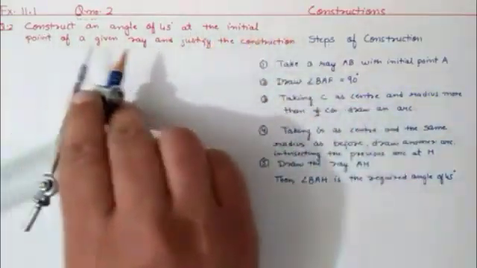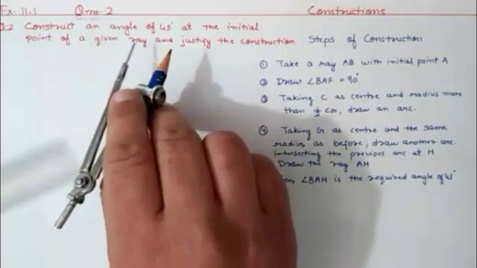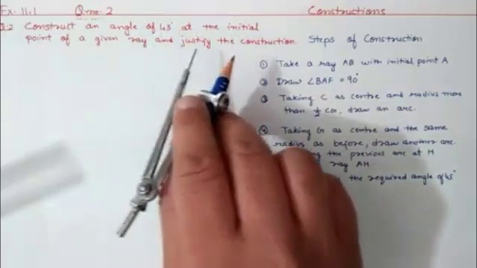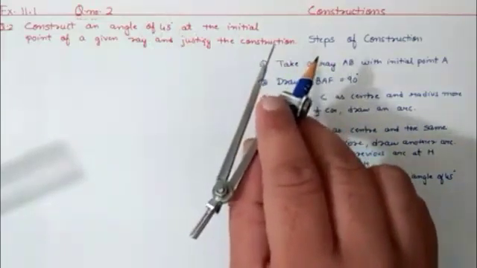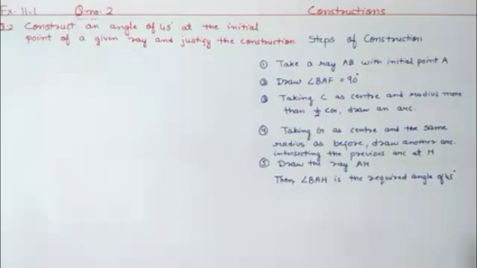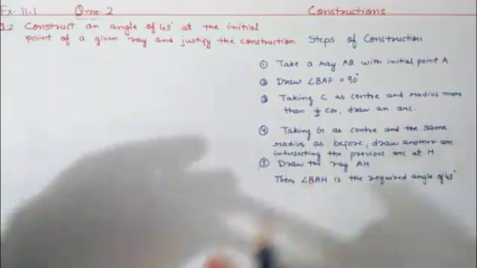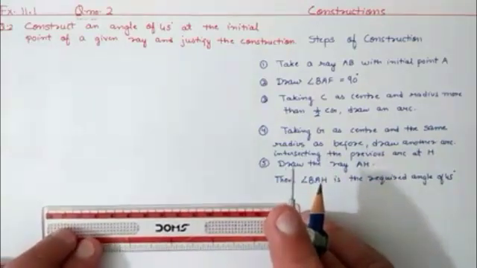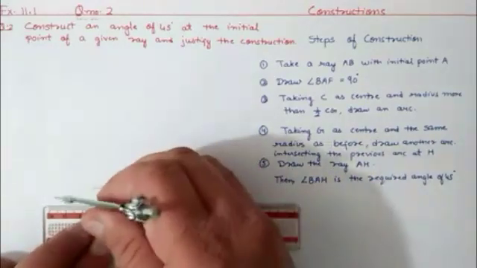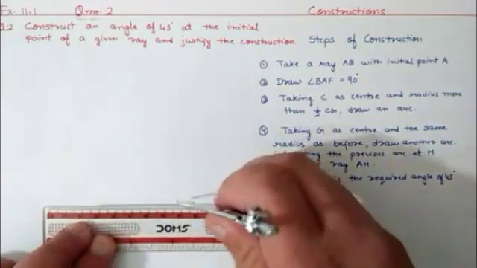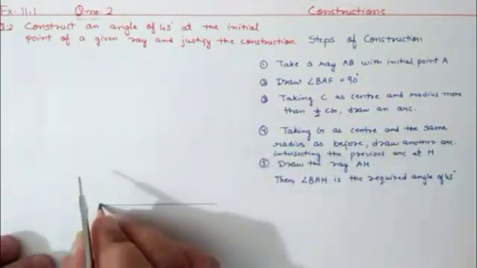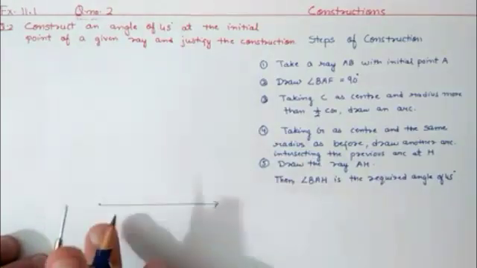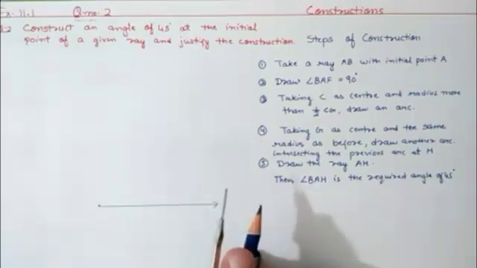Construct an angle of 45 degrees at the initial point of a given ray and justify the construction. This we have to draw the same as we did for 90 degrees in the previous question. How do we do it? First, draw a line segment of any length. After that, keep one point over there, and the other side is a ray.